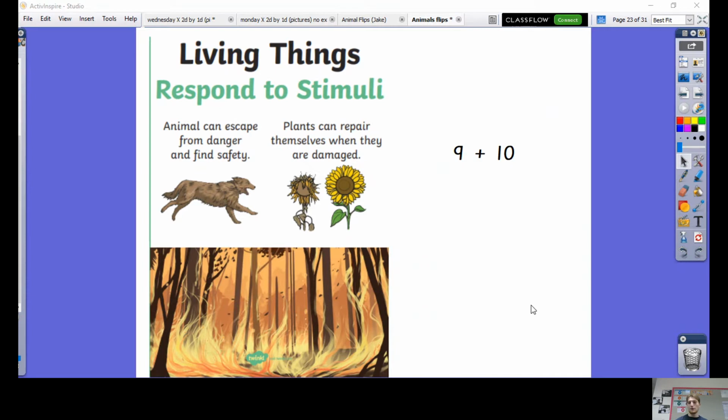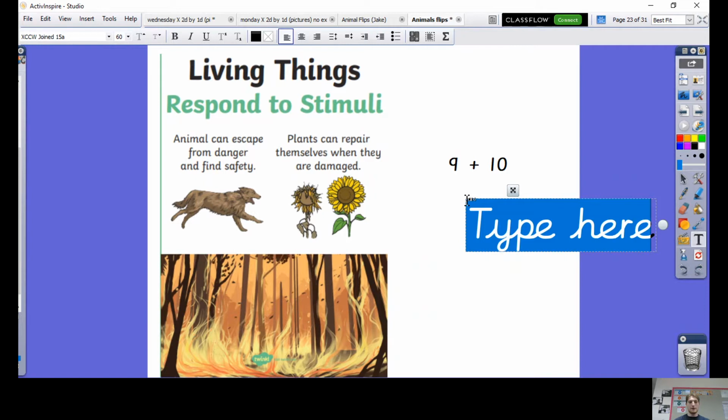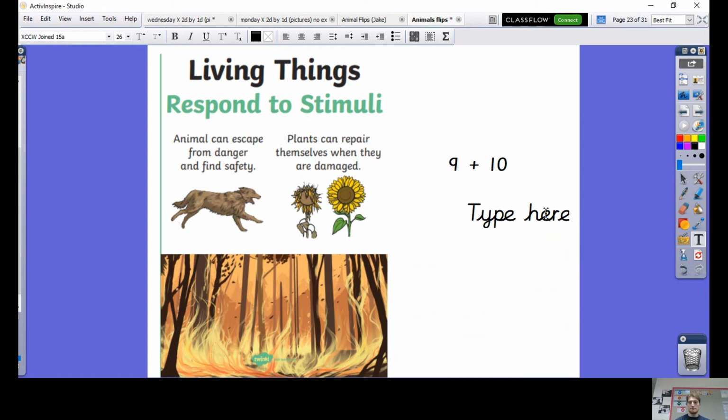Oh, brilliant. If you got 19, well done. I'm going to write it here just so we know the answer. Oh, it's quite big. Oh, I can write it here actually. 9 plus 10 equals 19. Well done if you shouted that out nice and quickly. That's us responding to stimuli that we know.